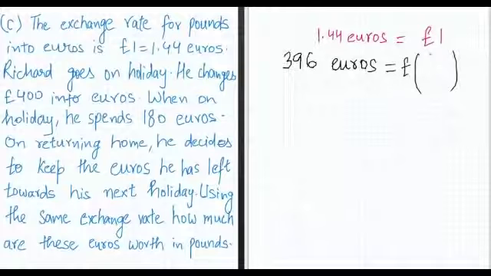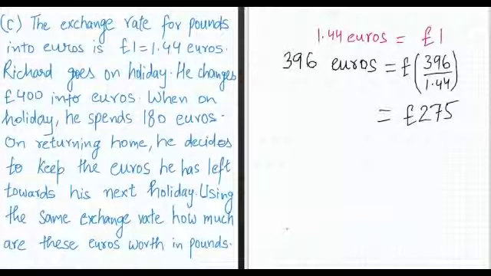this time we need to divide by 1.44, and after division we got the answer 275, which is your answer here. So the main question is, when will we know that we have to multiply or divide.